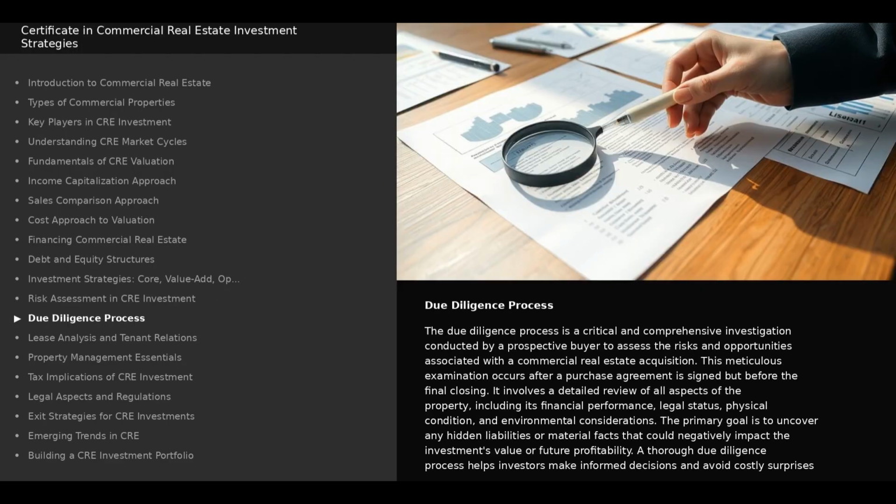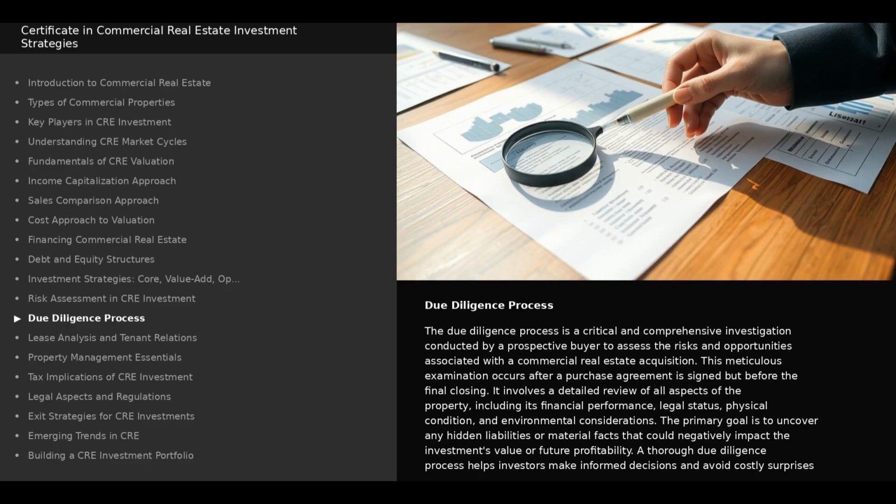Due diligence process. The due diligence process is a critical and comprehensive investigation conducted by a prospective buyer to assess the risks and opportunities associated with a commercial real estate acquisition. This meticulous examination occurs after a purchase agreement is signed, but before the final closing.